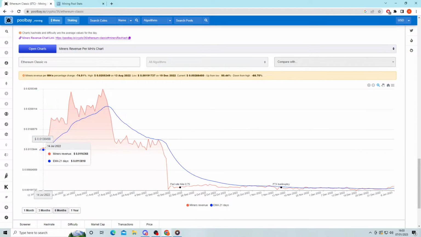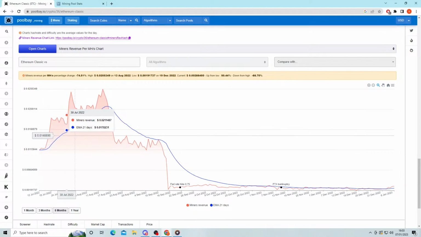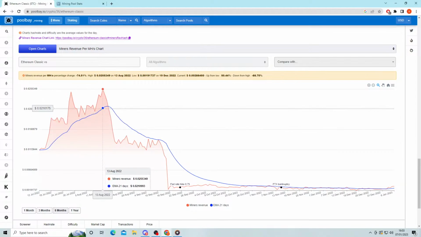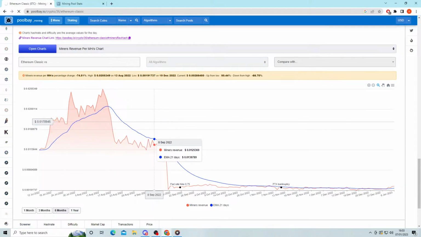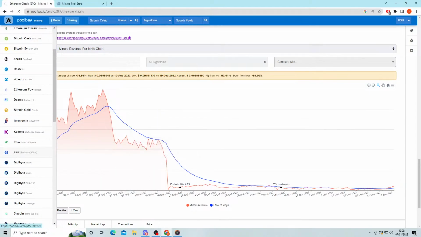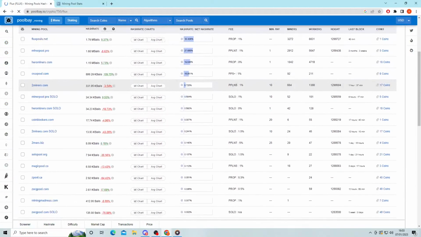And these charts only start around 6 months ago. They haven't got any data further back than that. I don't believe that's when they started doing these charts. And let's look at Flux for a second. Let's go on the Flux mining revenue.